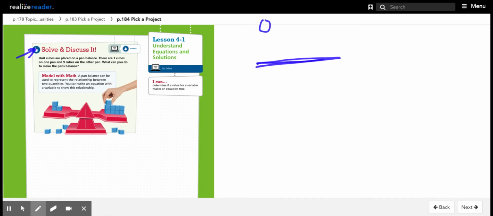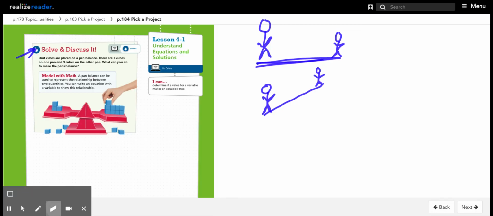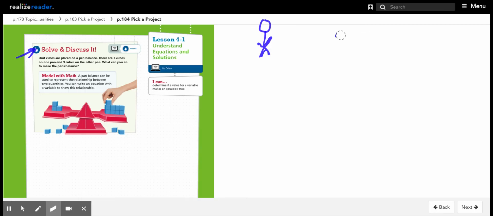If I'm tall, I get on one side of a seesaw, and someone who's smaller than me gets on the other side, is it going to stay balanced? No, I'm going to be going down, and the person who's smaller than me is going to be going up. So in order for something to be balanced, both sides have to be the same. Both sides have to be equal. So right now there's 3 cubes on one side and 9 cubes on the other. How can we make this balance?